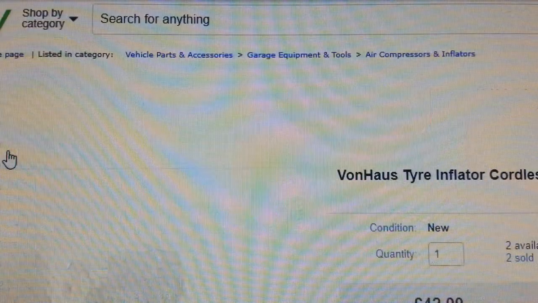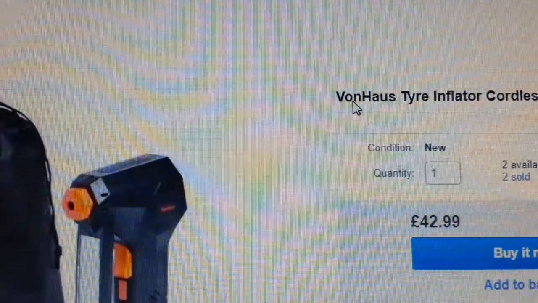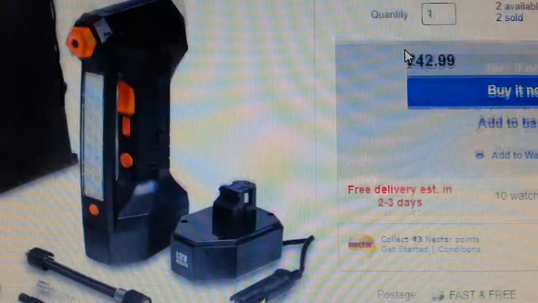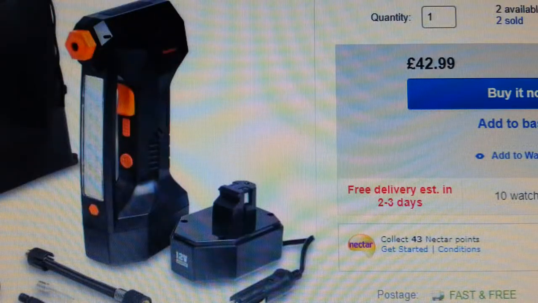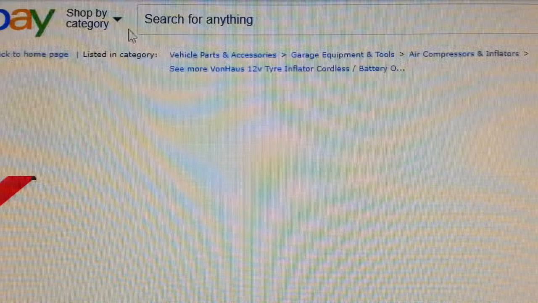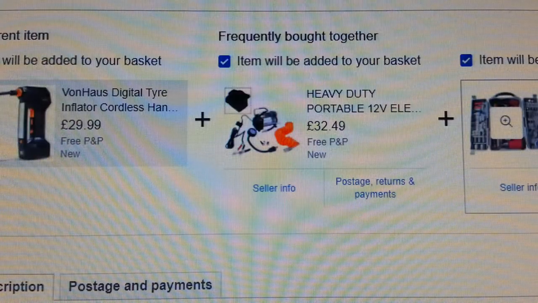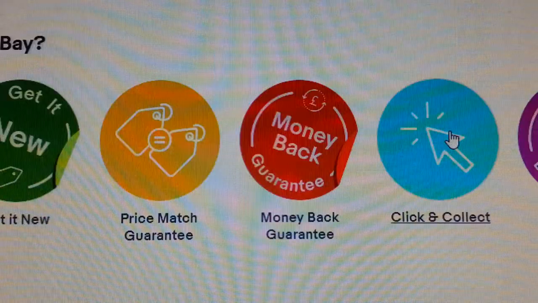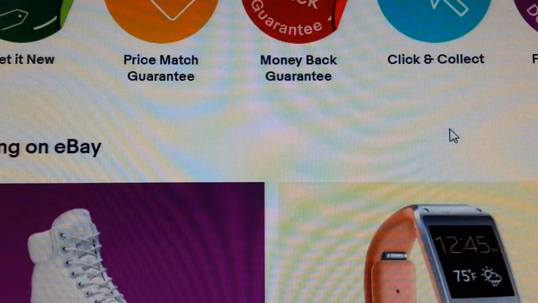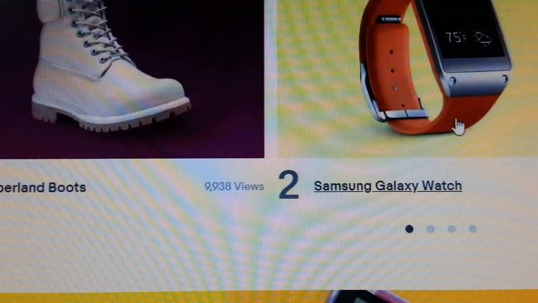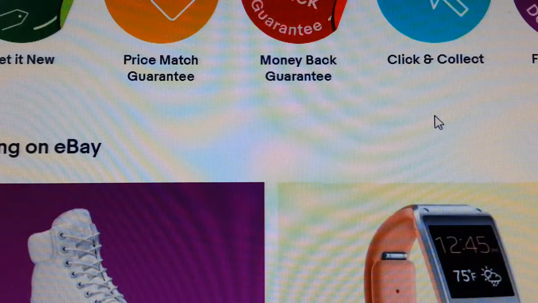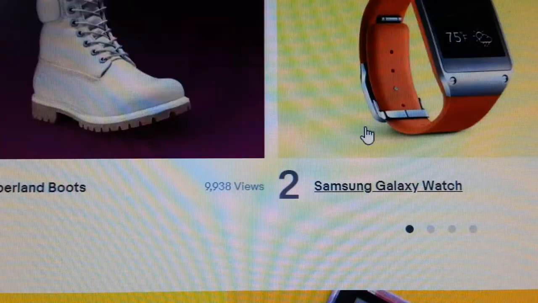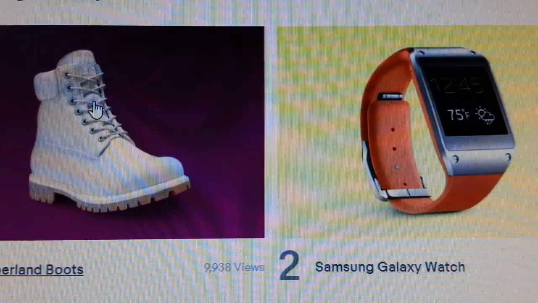Again, look, similar sponsored product, look. See, £42.99, two sold, not bad. So they're giving us all the information in front of their page. Platform like eBay and Amazon, their people are doing research day in, day out, and they're selling this stuff.